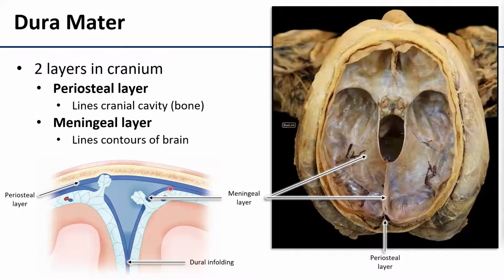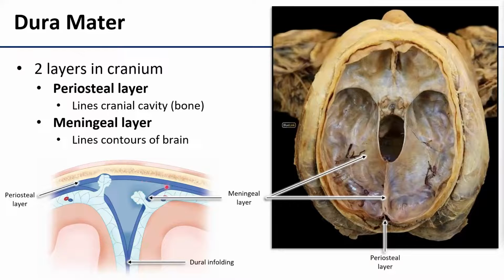And that meningeal layer is going to follow the major contours of the brain. So it dips down into the longitudinal fissure that separates the right and left hemispheres of the cerebrum, and it dips into the gap between the cerebrum and the cerebellum. Practically speaking, what this means is that we have areas here where the contours of the brain do not match the contours of the cranial bones, and that leaves a gap in the meningeal layers here for the dura mater.